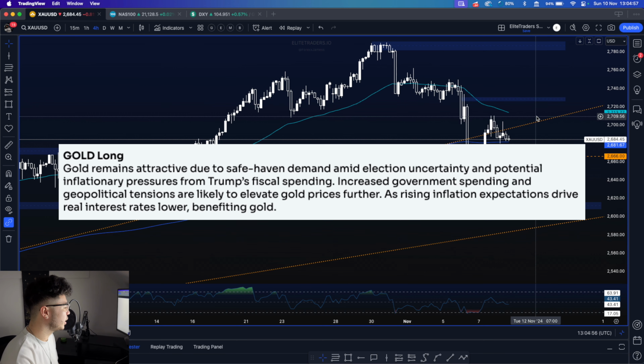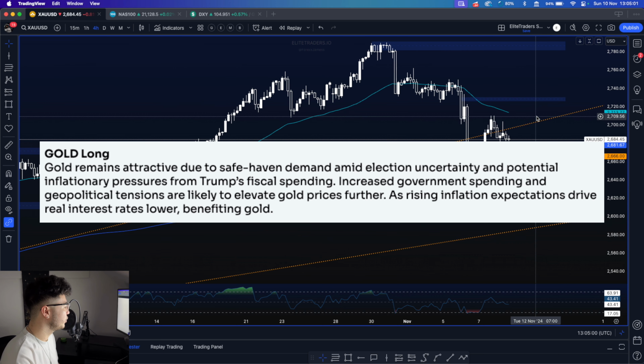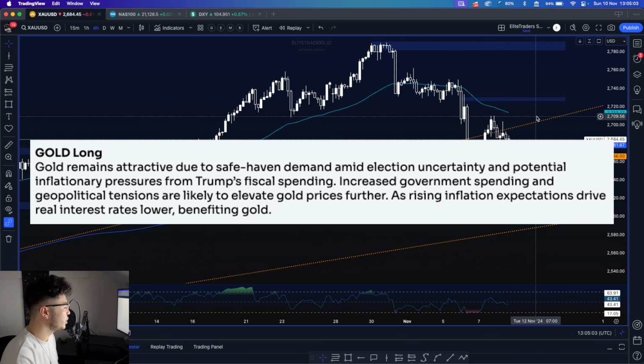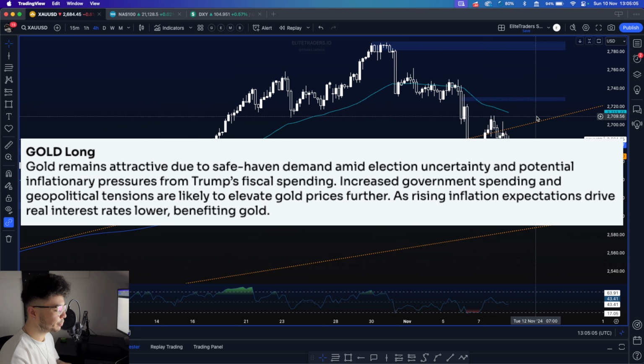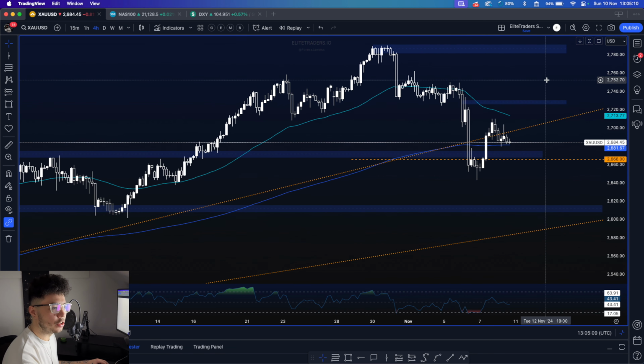Increased government spending and geopolitical tensions are likely to elevate gold prices further, as rising inflation expectations drive real interest rates lower, benefiting gold. So there you go. We are still in the Fed cutting cycle, although we had a 50 basis point cut followed by a 25 basis point cut. They're relatively on target. We are still in that cycle.